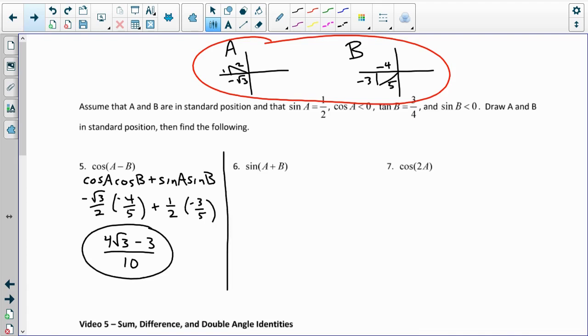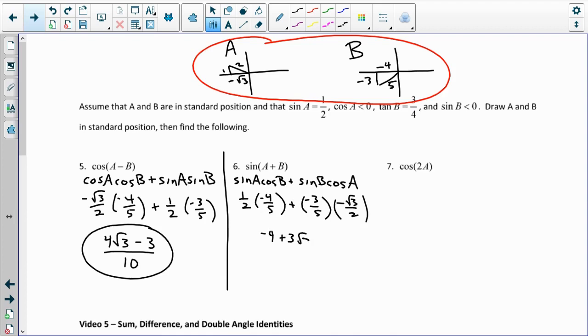Let's do the same thing for sine of A plus B. Separate signs with the same sign. So sine of A cosine of B plus sine of B cosine of A. Let's just start subbing things in. Sine of A is 1/2. Cosine of B is negative 4/5. Sine of B is negative 3/5. And cosine of A is negative root 3 over 2. So I end up with negative 4 plus 3 root 3 over 10.